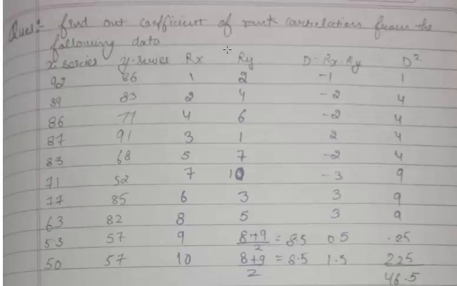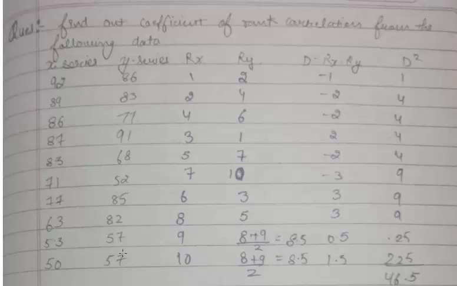Now ranks for the y series. The highest value is 91, so we give rank 1. Next value is 86, 2. Next value is 85, 3. Next value is 83, 4. Next value is 82, 5. Next value is 77, 6. And so on. Now after assigning rank 7, the next value is 57, but 57 is a repeated value, and up to 7 we have given ranks.